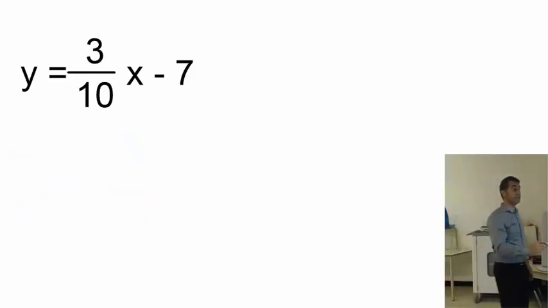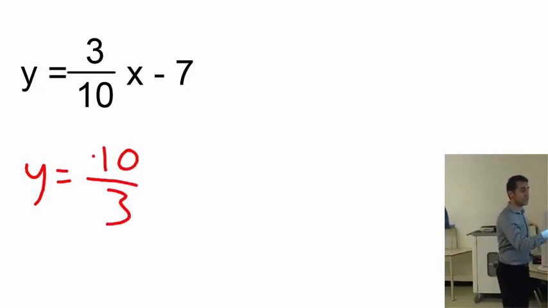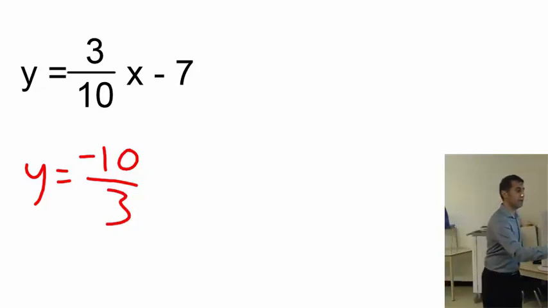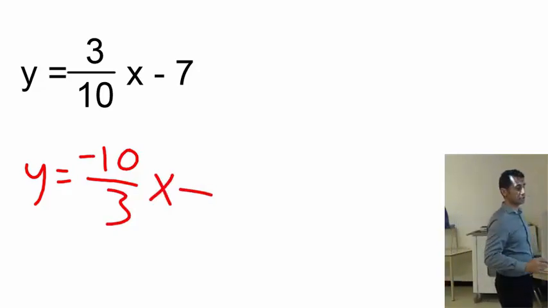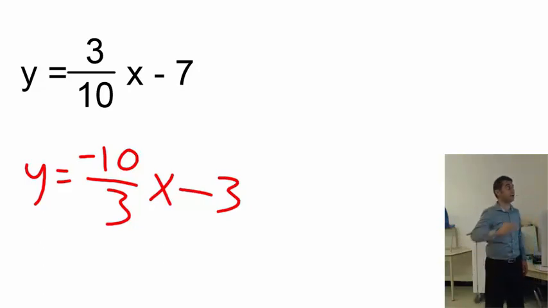Let's create a perpendicular line. y equals 10 goes up, 3 goes down. Opposite sign, I'm going to give negative here. x minus 3. All right.